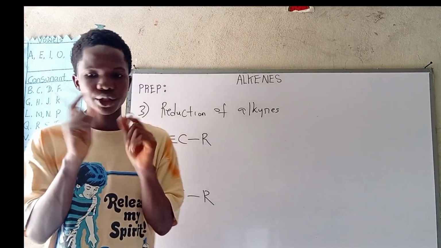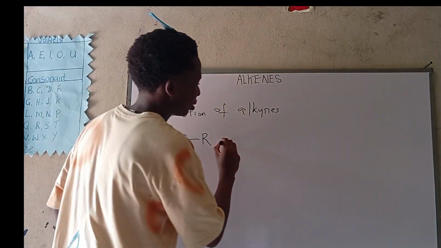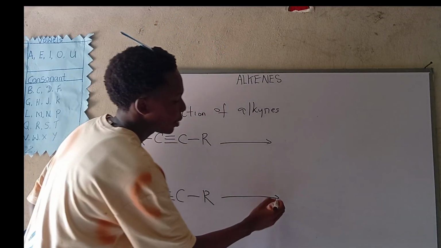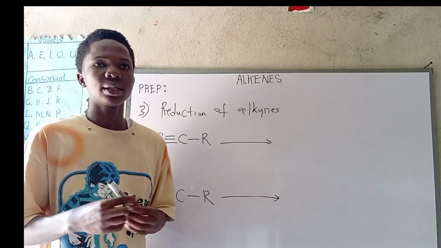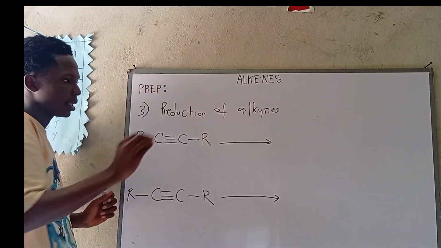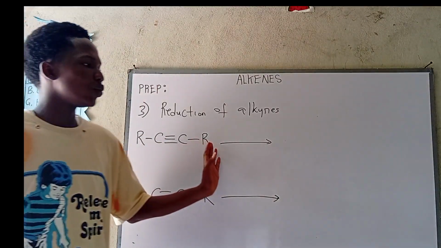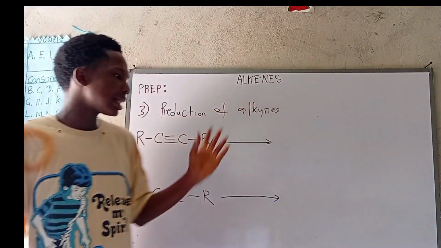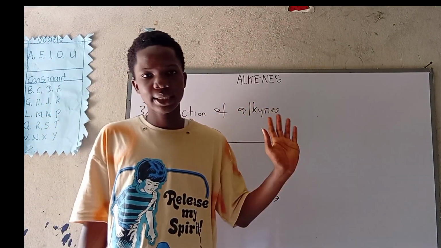You have to pay close attention. I believe we all know what cis and trans means. Now, in this reduction of alkynes, there is a catalyst we will use, and we are going to get trans. There is another catalyst we use, and we are going to get cis.